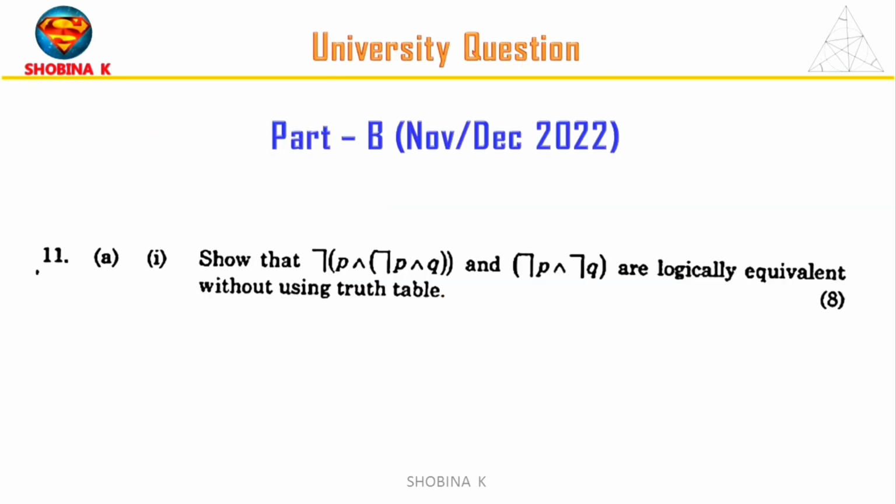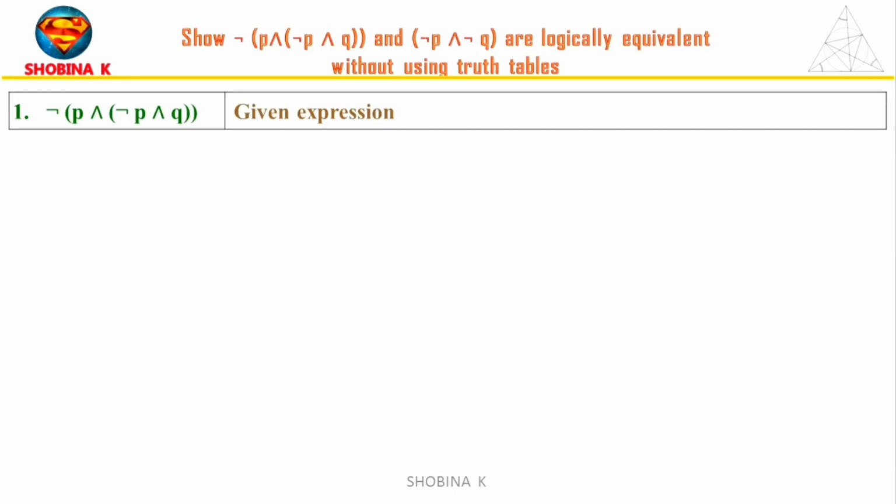Let's see one more university question, which is part B from November-December 2022. Show not (P and Q) and not P and not Q are logically equivalent without using truth tables. Let's break down the statements. On the left hand side we have not P and not (P and Q). On the other side we have not P and not Q. We need to show both the expressions are logically equivalent.